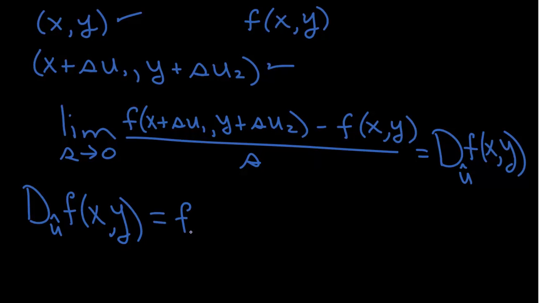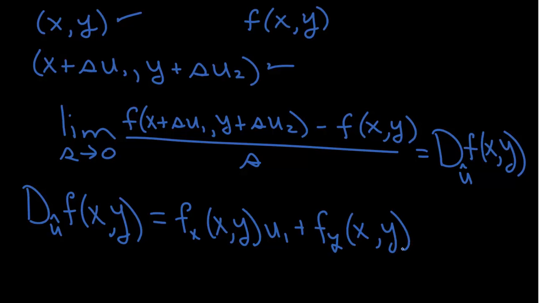It can be written as the partial with respect to x times u1 plus the partial with respect to y times u2. This is what we're going to use a lot of times. Okay? So this is a big shortcut, and you can see how this would be easier. What we've got to do is prove that that's true. In other words, I've got to prove that these two things are the same. Okay? So that's what we want to do next.